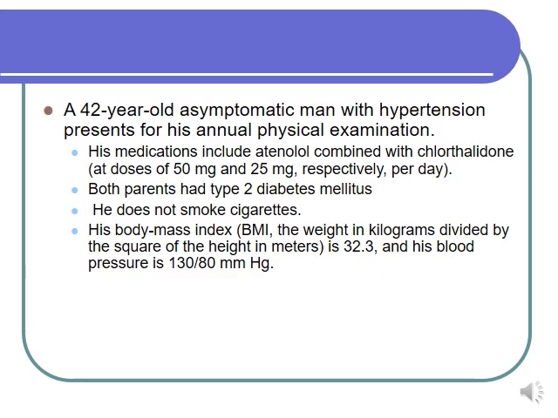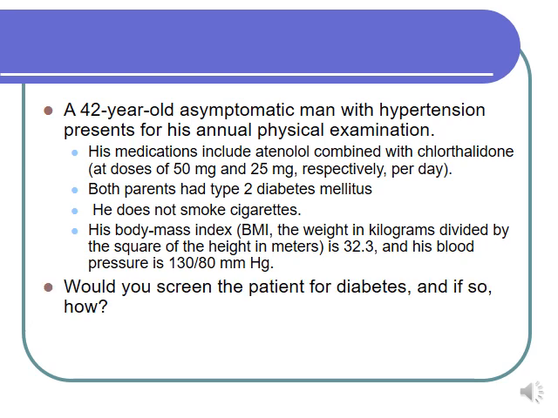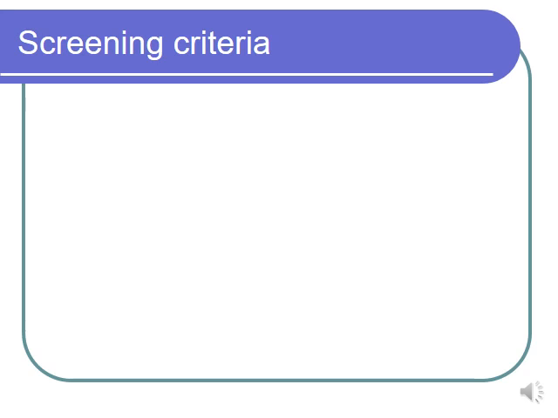So a 42-year-old asymptomatic man with hypertension presents for his annual physical examination. His medications include atenolol combined with chlorthalidone. Both parents have type 2 diabetes. He does not smoke cigarettes. His BMI is 32.3 and his BP is 130/80. The question is, would you screen the patient for diabetes? If so, how?